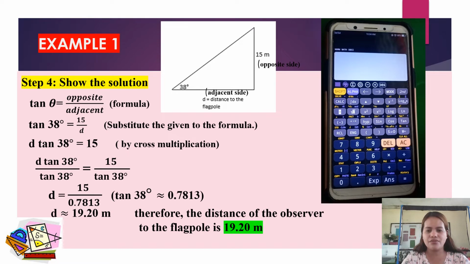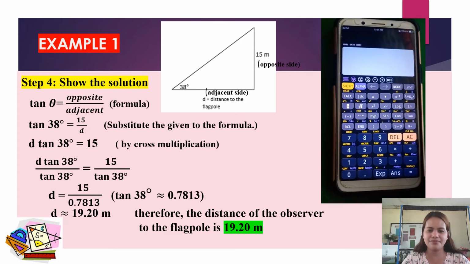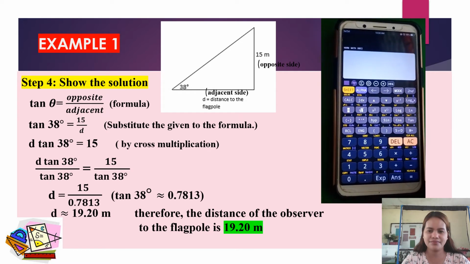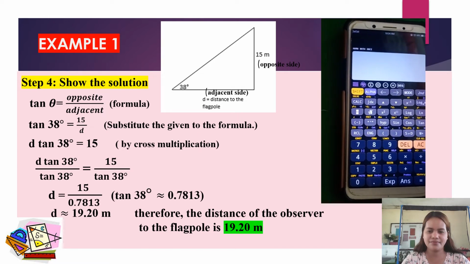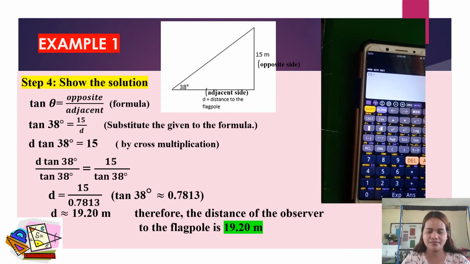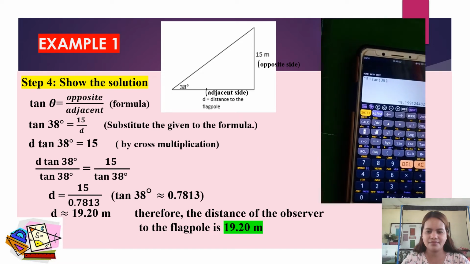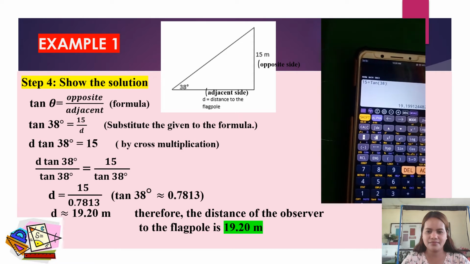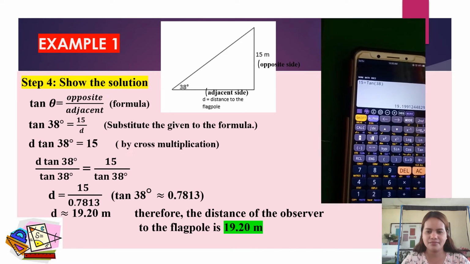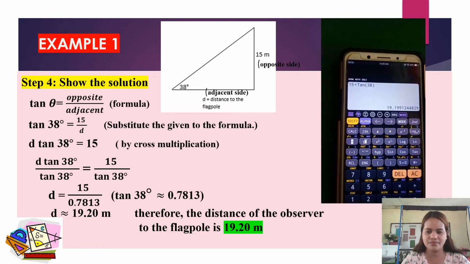Therefore, the distance of the observer to the flagpole is 19.20 meters. Gumamit ng calculator, scientific calculator, for example number 1. So, 15 divided by tan 38 degrees. So, pwede naman, press natin yung 15 divided by tan 38 degrees. So, the answer is 19.19. So, i-round off natin sa 2 decimal places. So, the estimated answer is 19.20 meters.